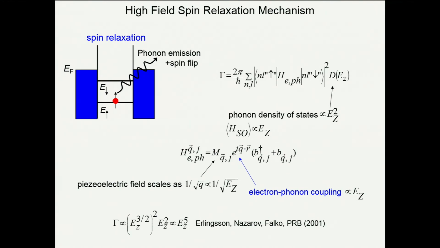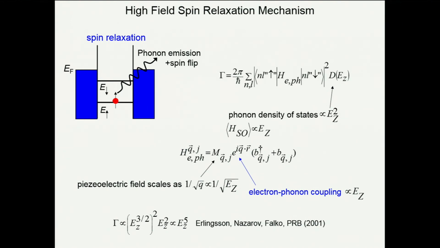So we're sensitive to the phonon density of states. That goes like the Zeeman energy squared. And then we're looking at a spin transition matrix element between spin up and spin down. This is sensitive to spin-orbit coupling. So there's a term that goes like the Zeeman energy, and it also is dependent on electron-phonon coupling.